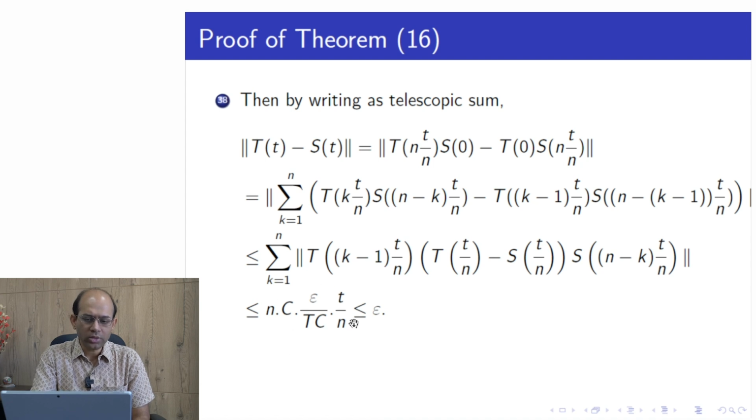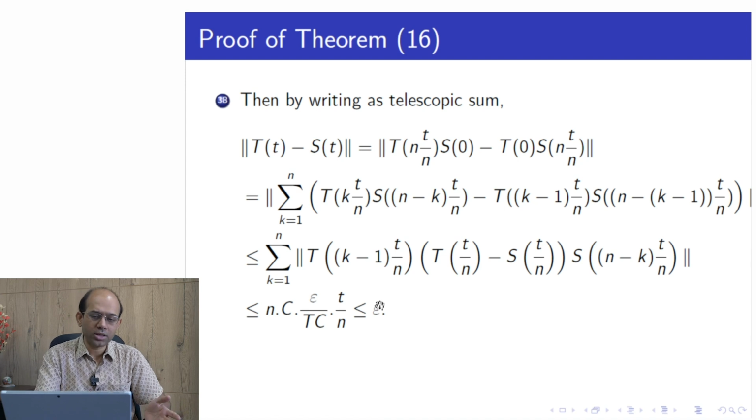Now we have this upper bound. Here C and this cancel, this n and this n cancel. What remains is epsilon times small t divided by capital T. But small t is less than or equal to capital T, so this is less than or equal to 1, so we get only epsilon. So this is upper bounded by epsilon. What was epsilon? Epsilon was arbitrarily chosen in the beginning. So given any arbitrary choice of epsilon, we have shown that the norm of T of t minus S of t is less than or equal to epsilon.